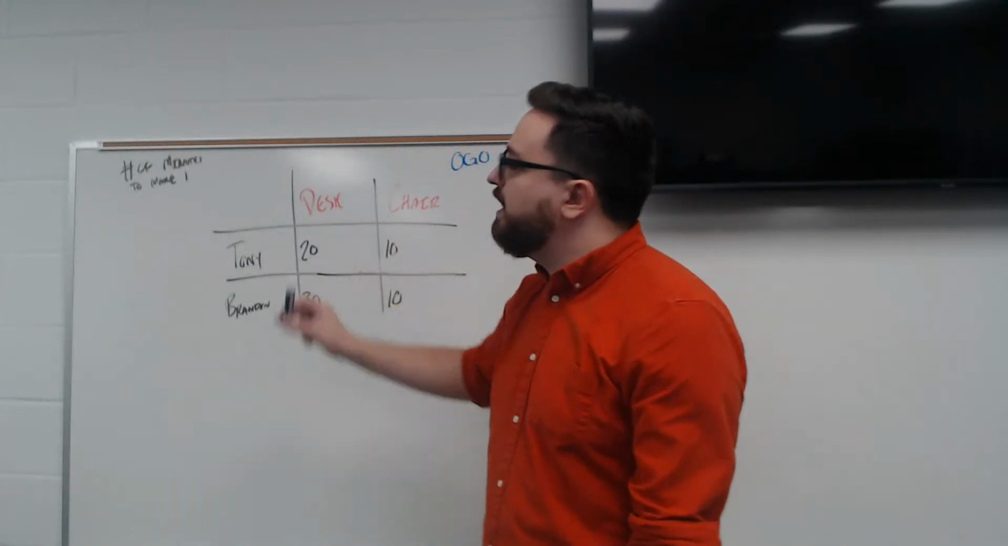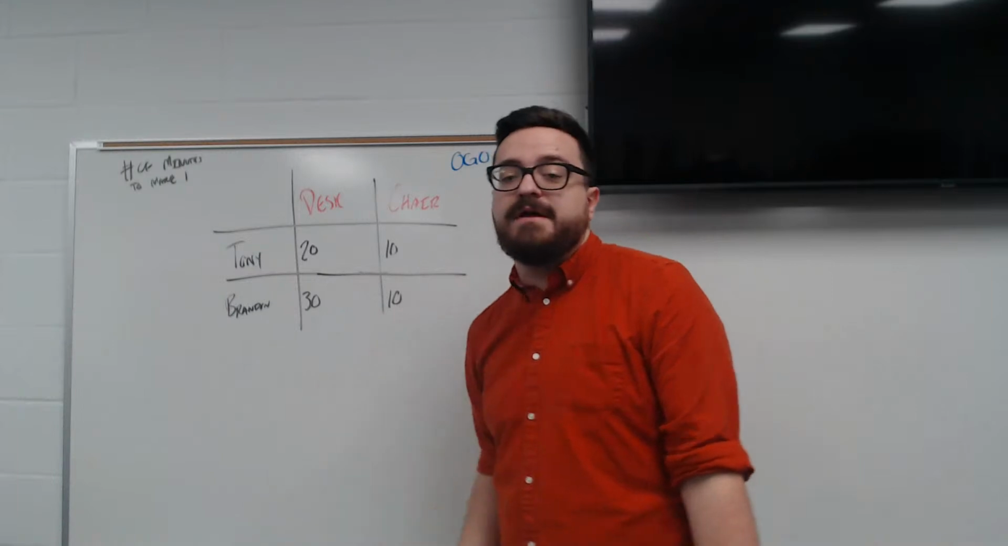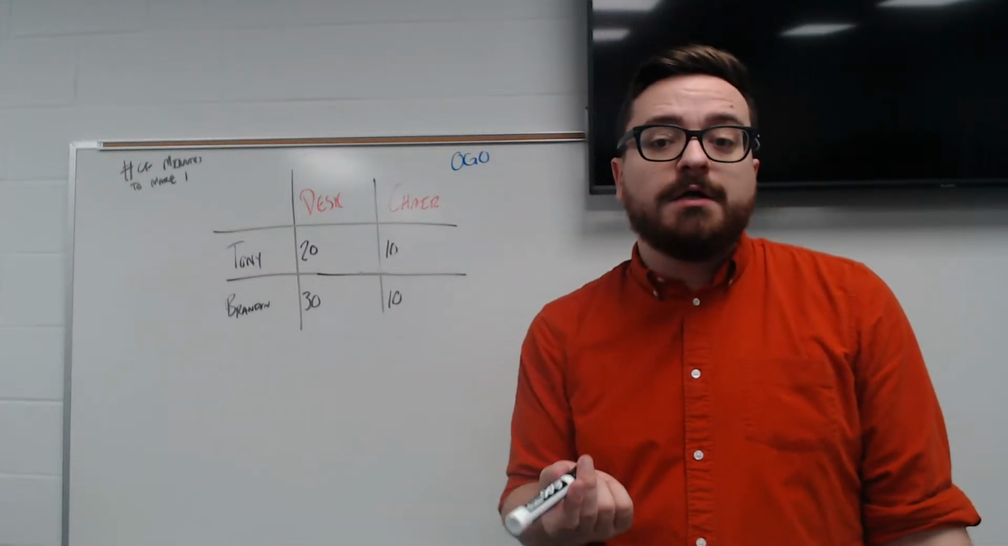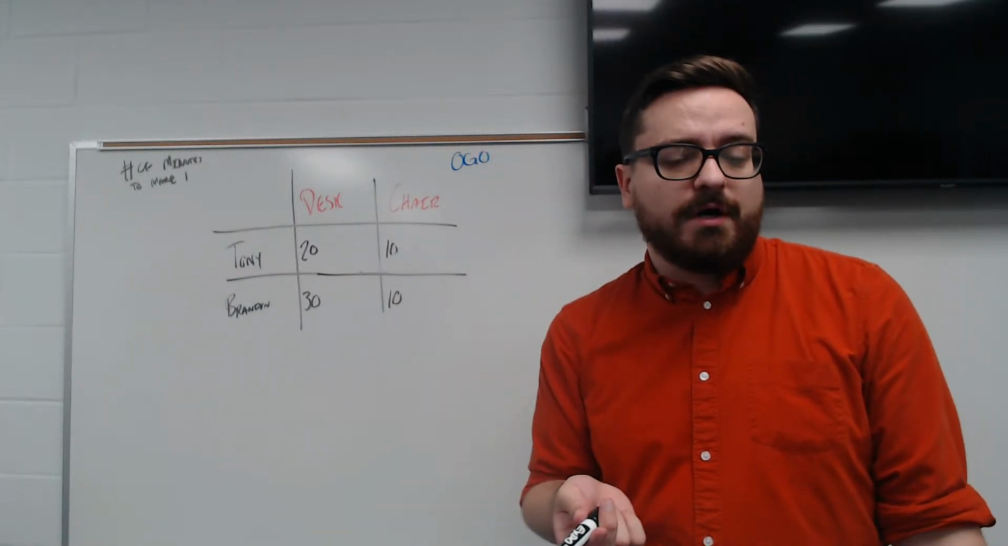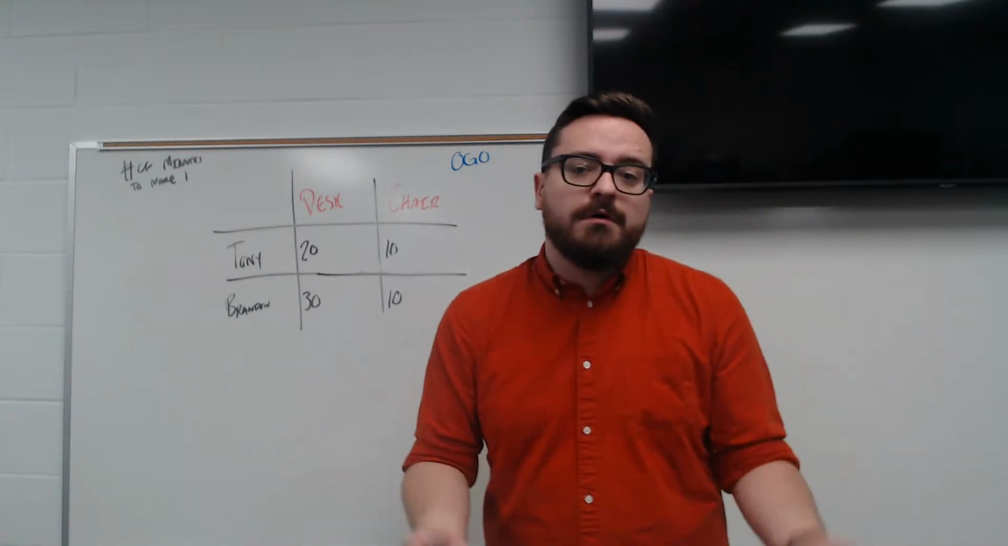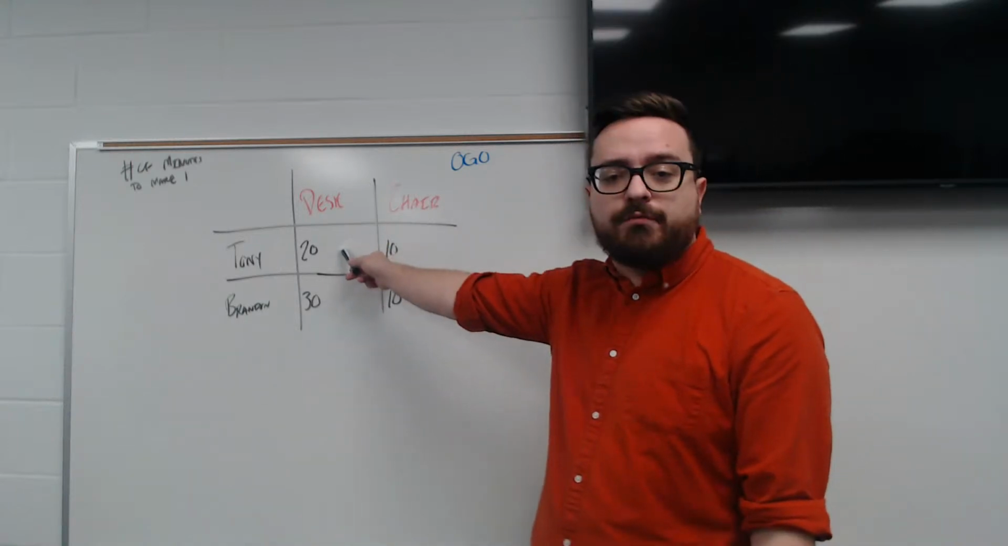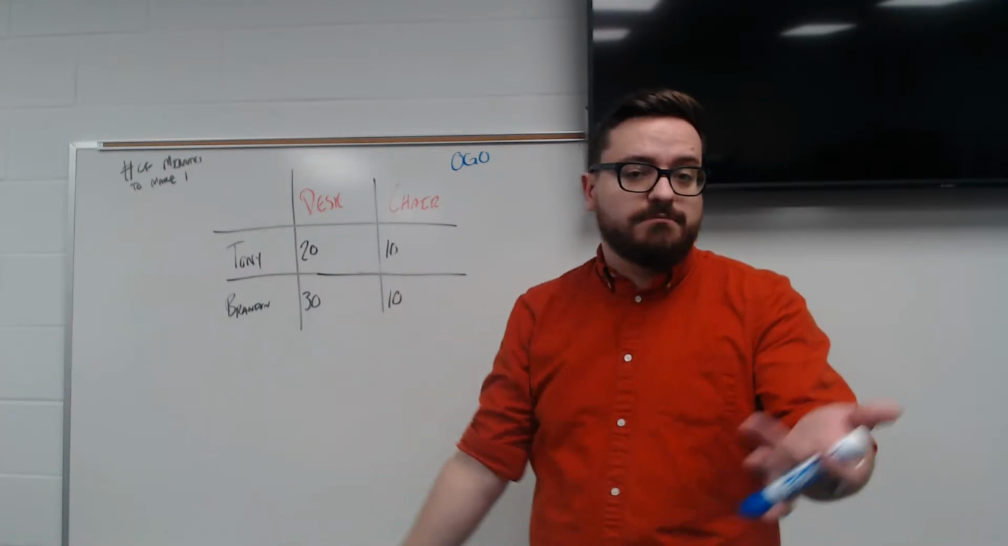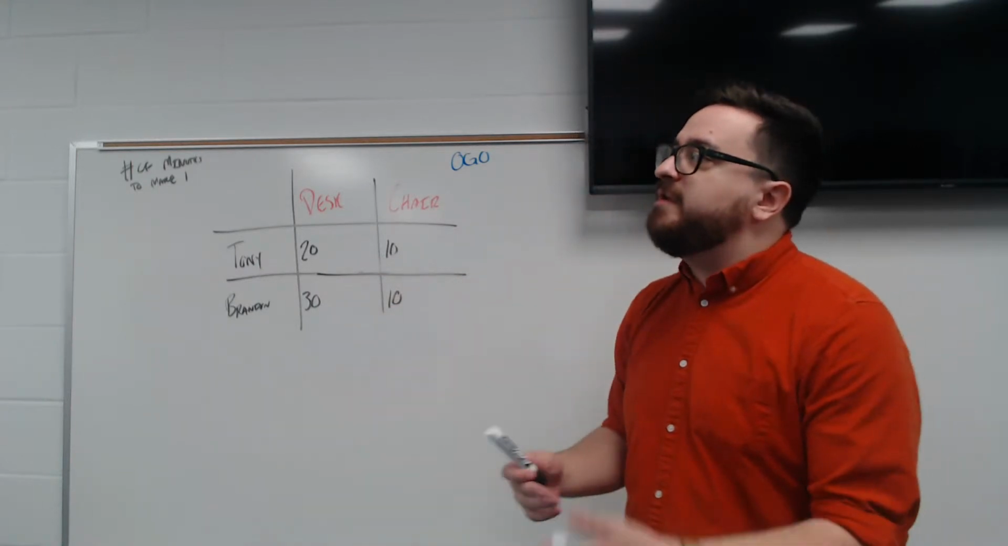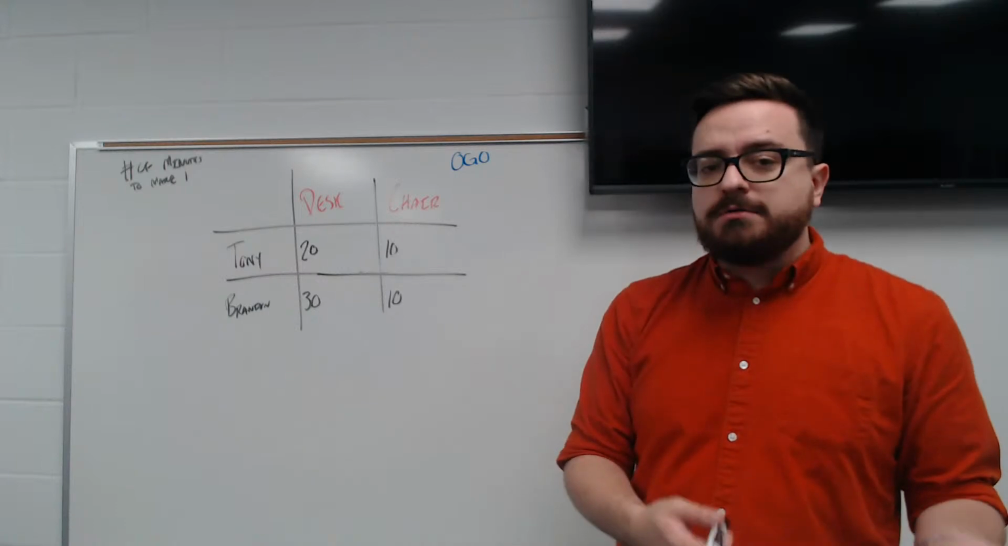It takes Tony 20 minutes to make a desk. It takes Brandon 30 minutes to make a desk. Who is better? Tony, right? Because if I gave them both an hour, conceivably, Tony could make 3 desks, Brandon would only make 2. So if they flip what the numbers in the table are, then it's input.